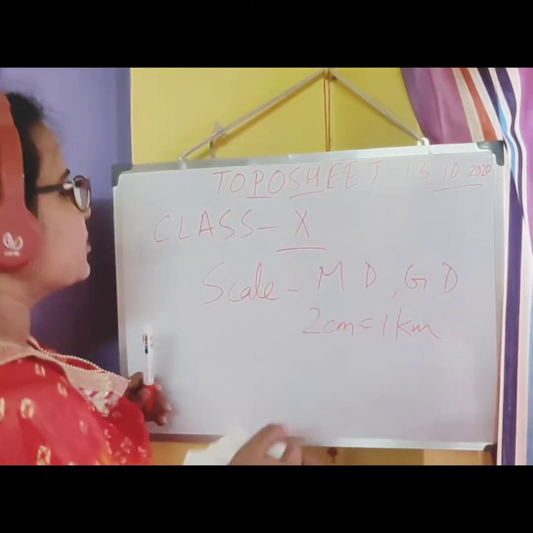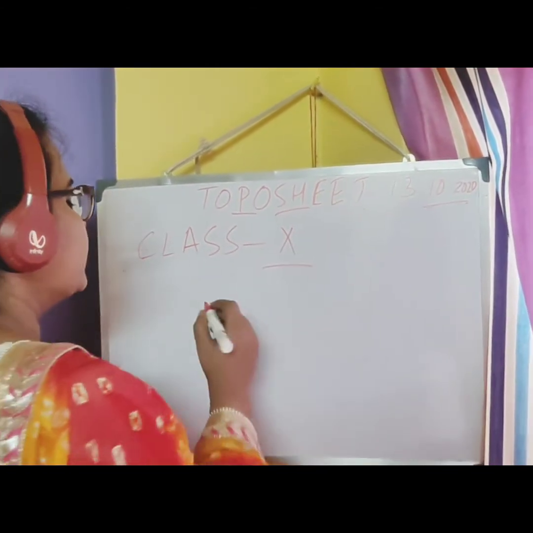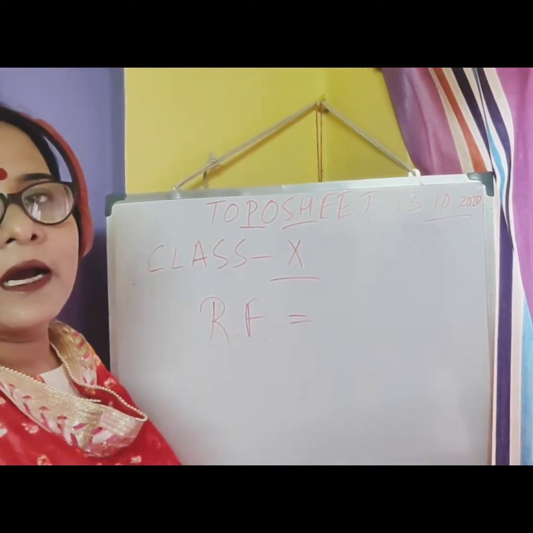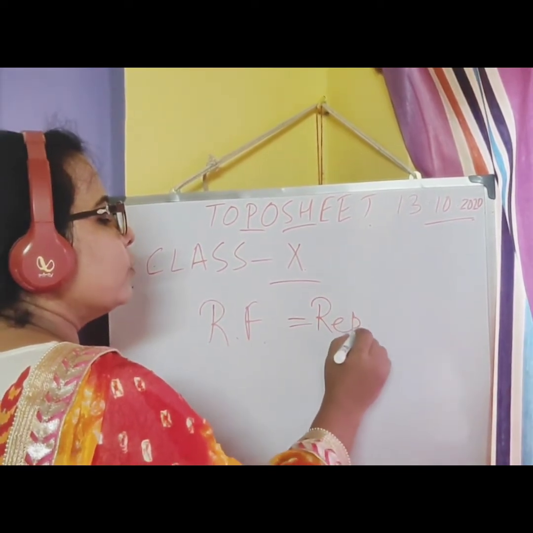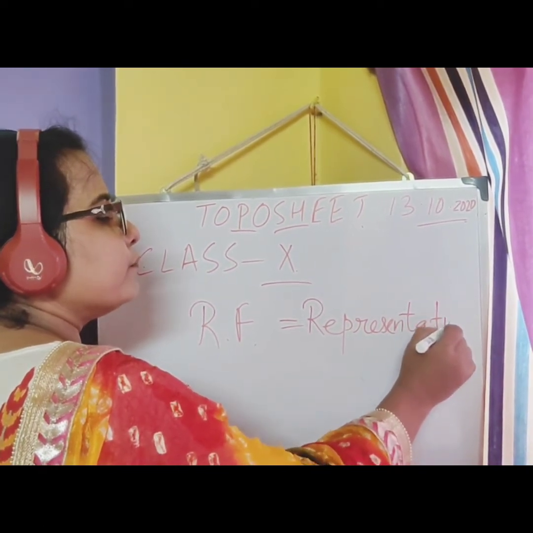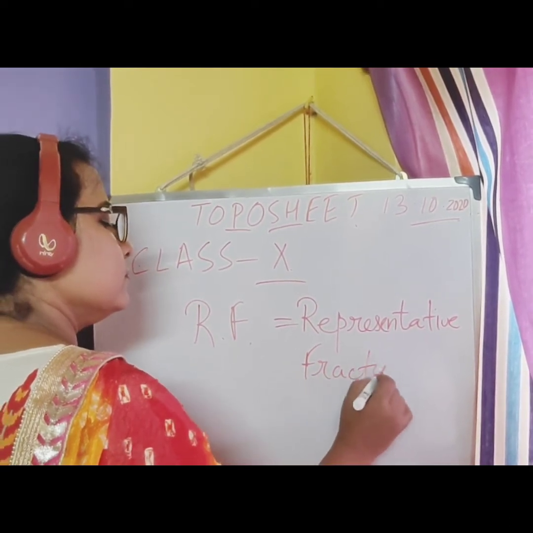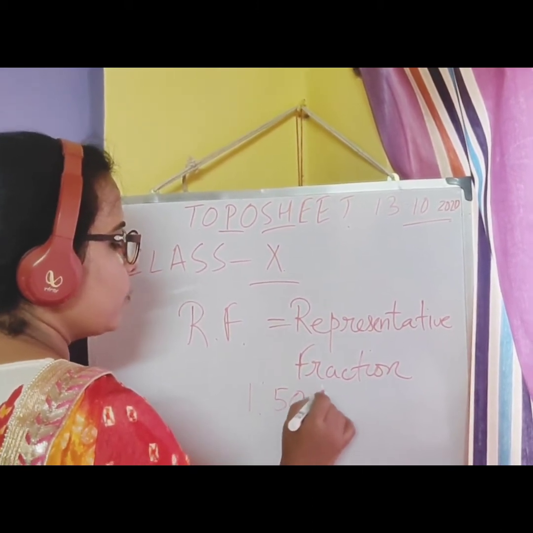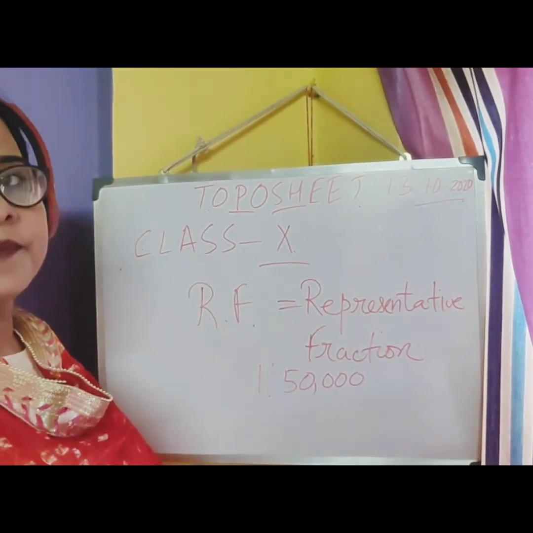The most important question, the next question that comes, is what is RF? First and foremost, you will write that RF means the representative fraction. Remember, don't make the spelling mistake. It is representative fraction. That is, for example, 1:50,000, where 1 centimeter on the map represents 50,000 centimeter on the ground.